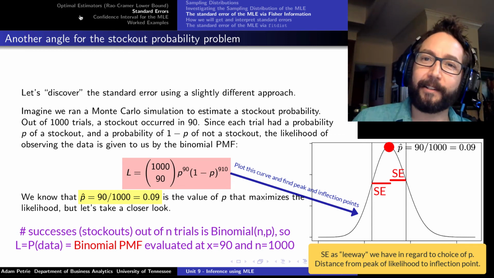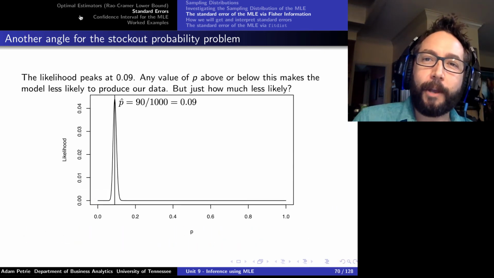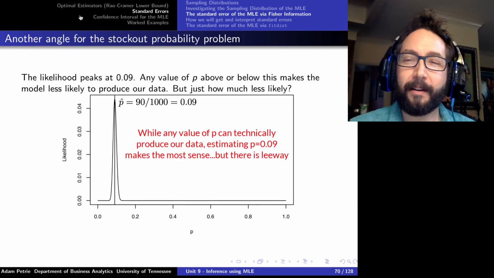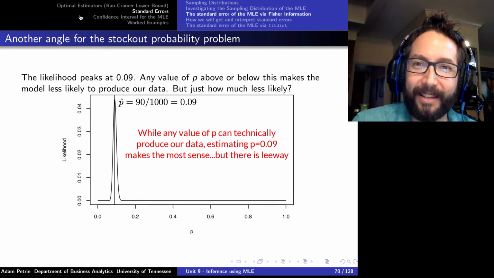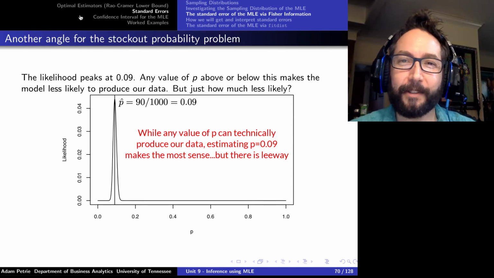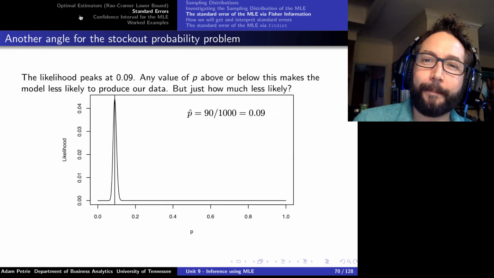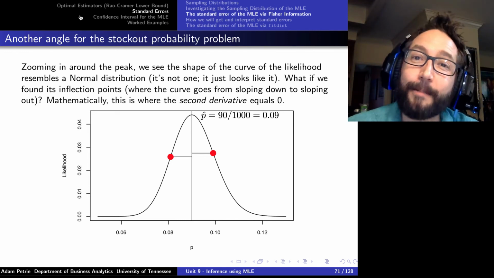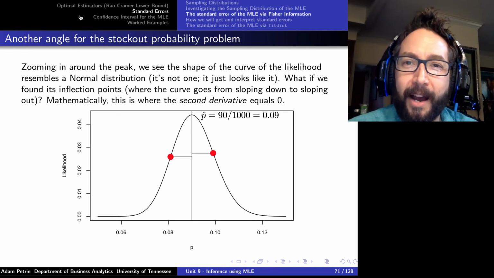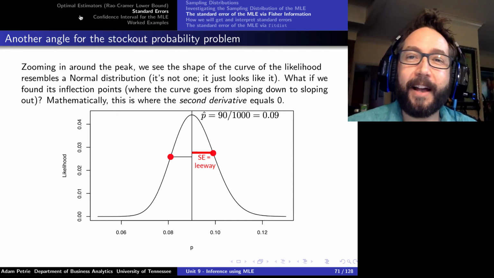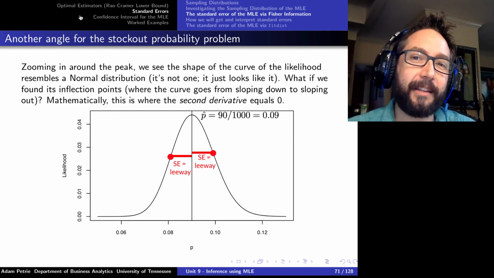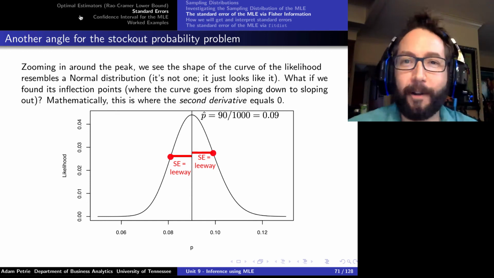So let's look at that likelihood. If we make a plot of it, we see that it's peaking at around p of 10% or so, really at p of 9%, the fraction of trials where our event of interest occurred. So let's zoom in. Once we do that, we see that the value of p that maximizes that likelihood is right at about 0.09, but we do have a little bit of leeway. If we took a value of p a little bit above or a little bit below, that results in a probability model that has a smaller chance of reproducing the data that we collected, but the chance isn't all that much smaller.